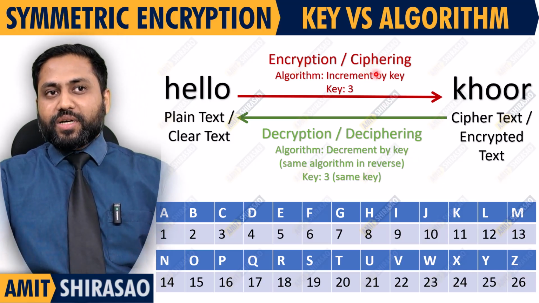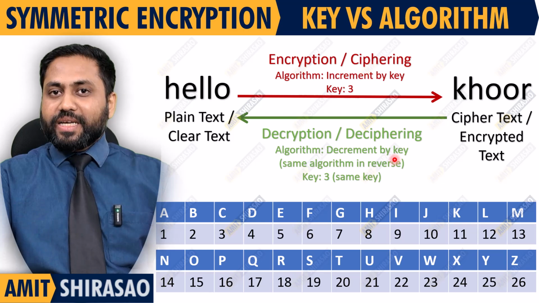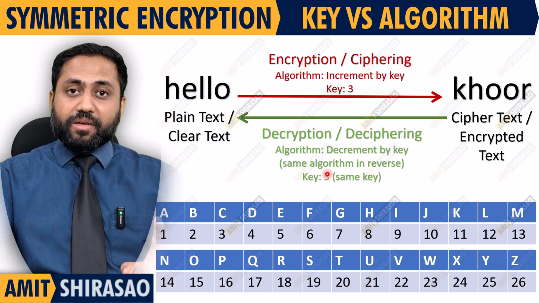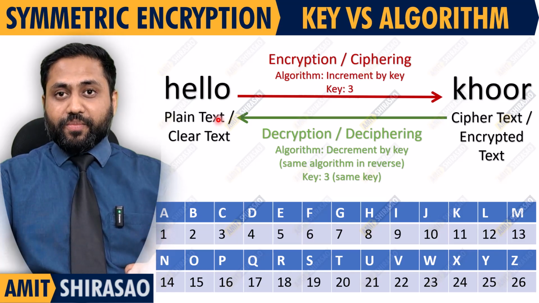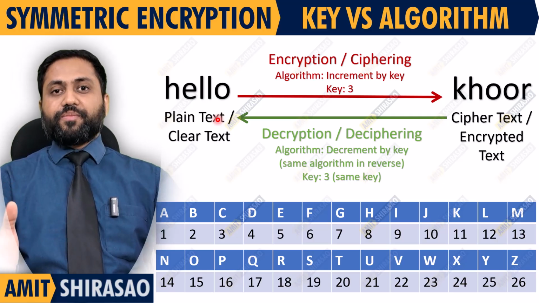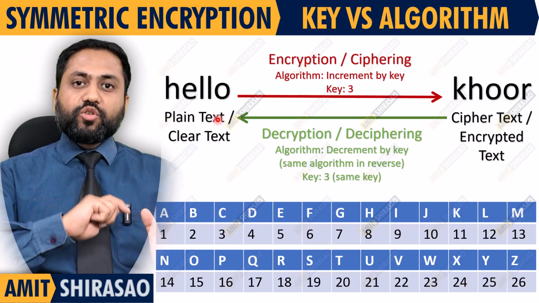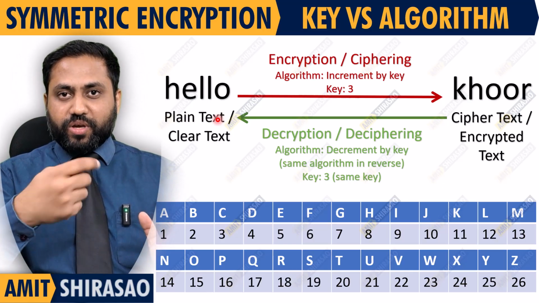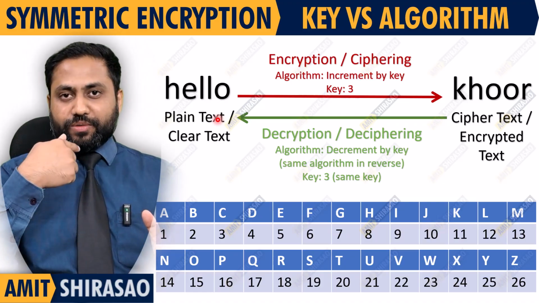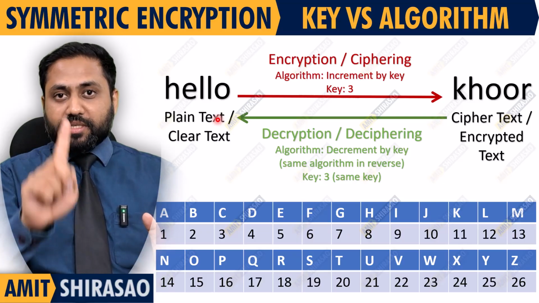Like here we were incrementing by the key, now we are decrementing by the key. And obviously the key has to remain the same, then only you will get the original message. Got it? So when you use any encryption algorithm, while encrypting you use one way of doing it, and while decrypting you do exactly the opposite. But the key used is the same.